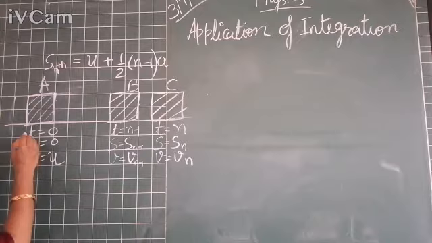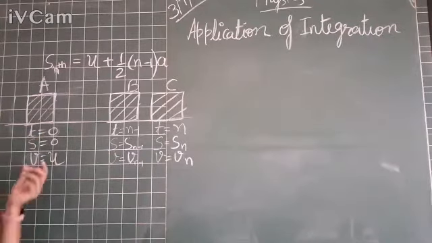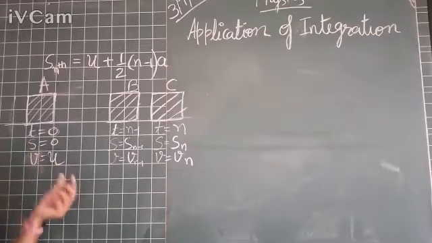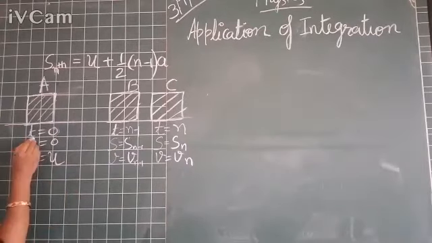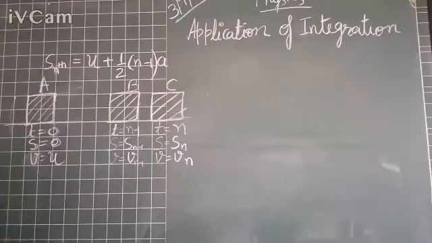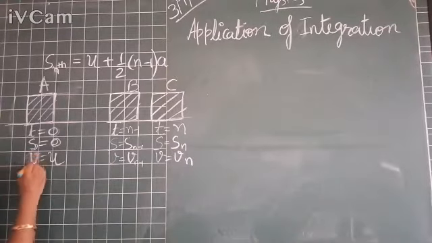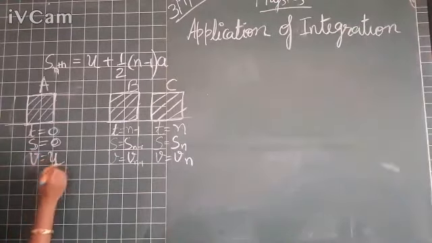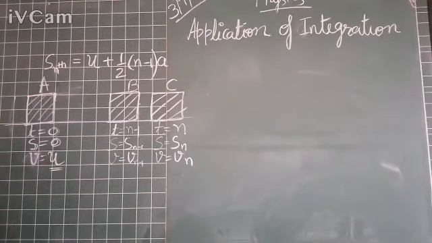Now, the time t equals to 0, this is the initial condition, right? So at t equals to 0, the displacement is 0, the object has not yet started, and we have not started taking the calculation, right? So the velocity is u. So this is the initial velocity of the object, right?